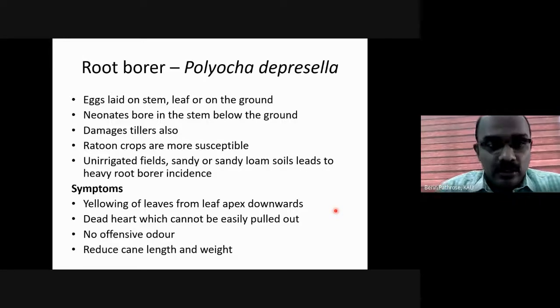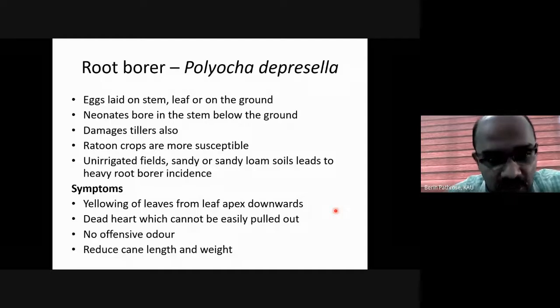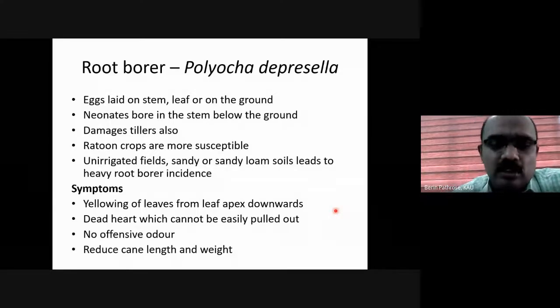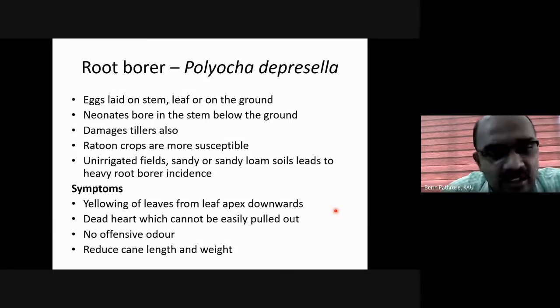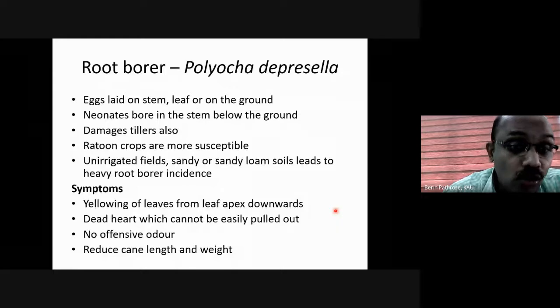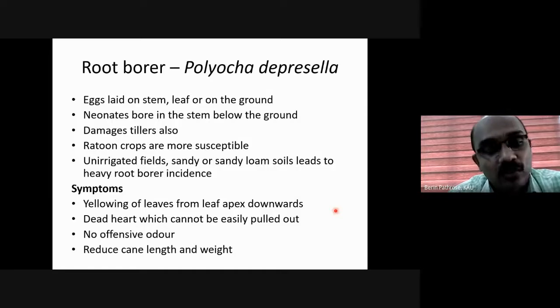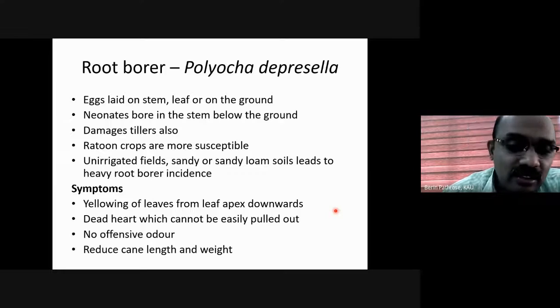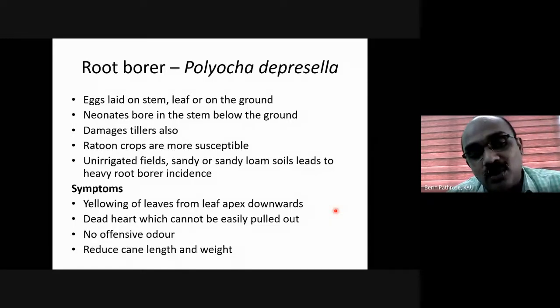When coming to the minor borers, first one is root borer, Polyocha depressella. The earlier name was Emmalocera depressella. I will quickly go through it because the first four are the major ones, the remaining are minor ones. The eggs are laid on the stem, leaf, or on the ground. Though it's called root borer, it actually doesn't bore into the root. It bores into the stem below the soil. That's why it is called root borer.